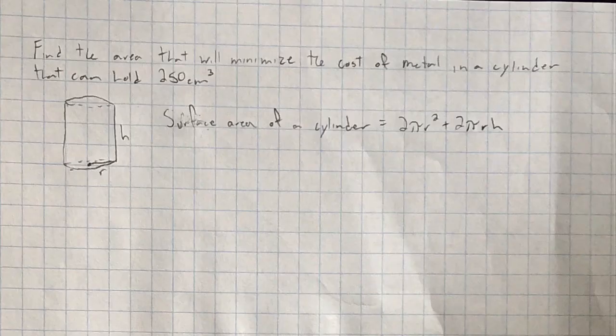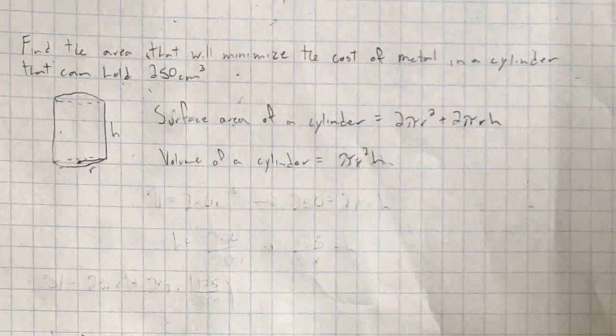Okay, so now we can write the formula for the surface area of a cylinder, which is 2 pi r squared plus 2 pi r h. And we can also write the formula for the volume of a cylinder, which is pi r squared h. So the reason for writing out both of these formulas is because we have two unknown variables that we can now simplify into one variable.